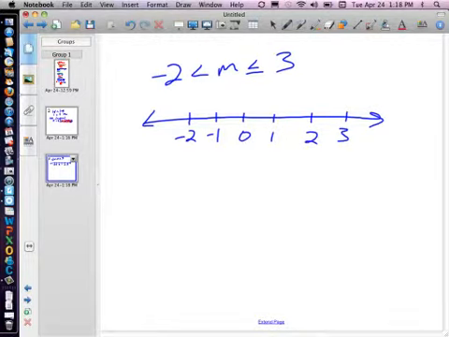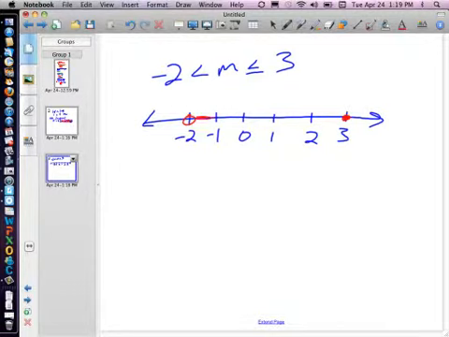Now, negative 2 is less than. A less than symbol means you're going to use an open dot at negative 2 because that is not included in the answer, and is less than or equal to, we used a closed dot because equal to means 3 is one of the answers, and everything in between is an answer.